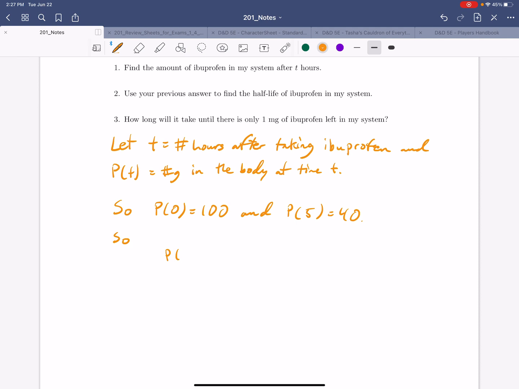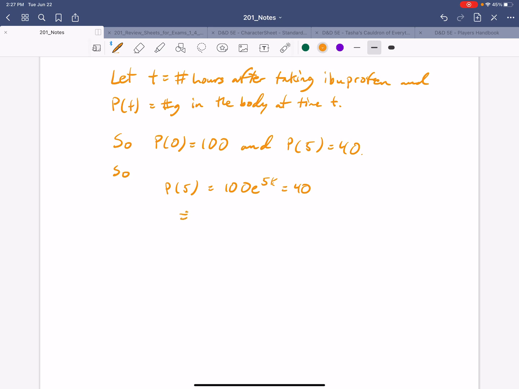Right? So, we're going to get P of 5 equals 100 e to the 5k, which equals 40. And actually, we'll erase that and just say that equals that, right? So we get e to the 5k equals 2/5, or you could say 0.4 if you want. And this implies that k equals 1/5 ln of 2/5. Well, that's yucky. Ugh. Right? So that means that P of T equals 100 e to the this guy, and there we go.